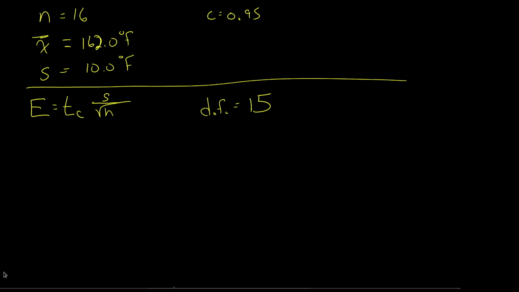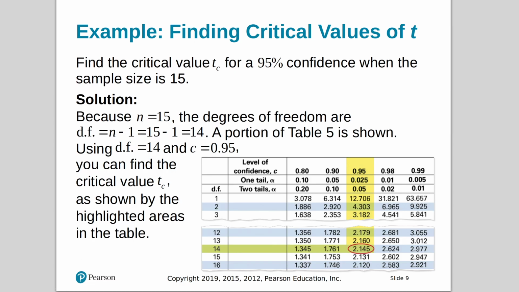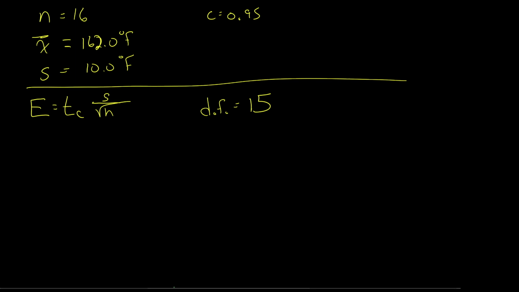Back here. All right, so here I have part of the table which I wanted to see. And so I have 15 degrees of freedom and a confidence level of 0.95. That means I use 2.131 as my critical value. So we use 2.131 as my critical value.